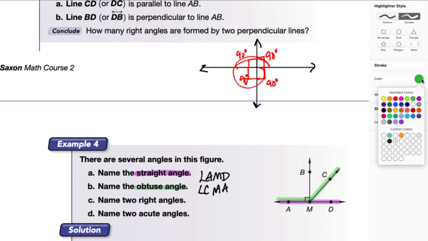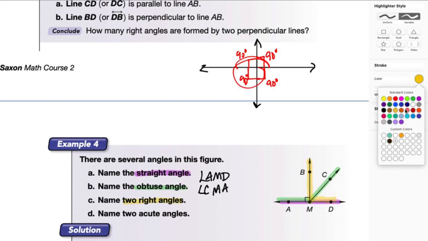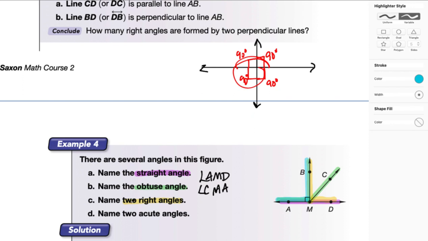All right. Two right angles. Okay, so for this one, we want two different answers. Let's see if we can do that. Two right angles. So one right angle is right here. That's one. And we do have another right angle right here. So we've got two right angles, and I will name them. One angle is angle AMB, and the other angle is angle DMB.